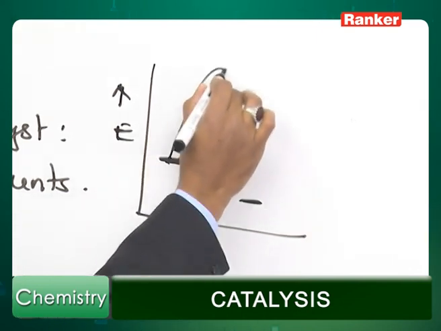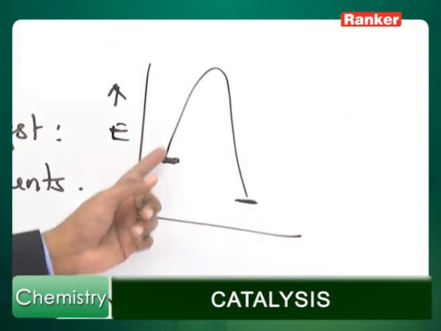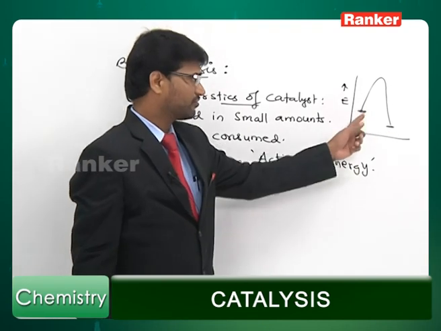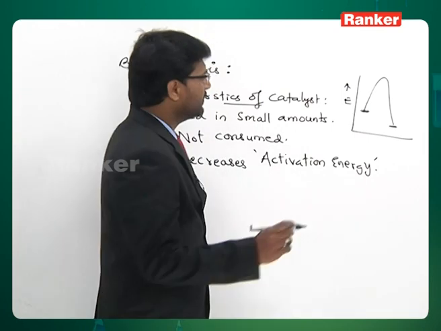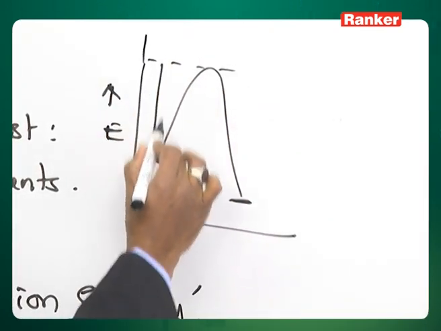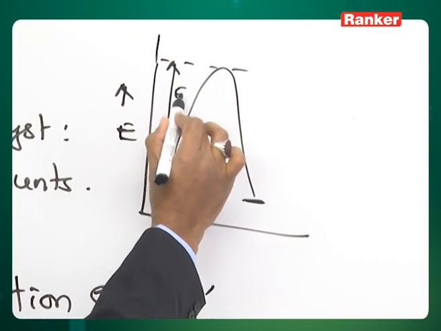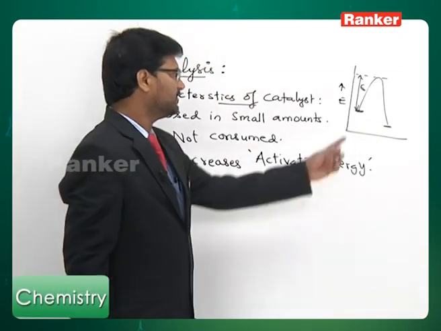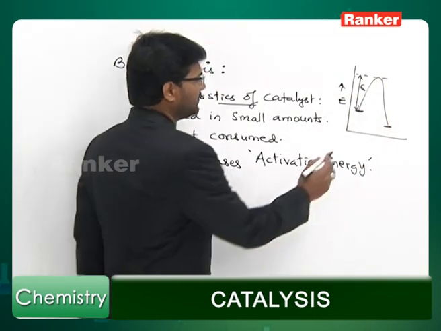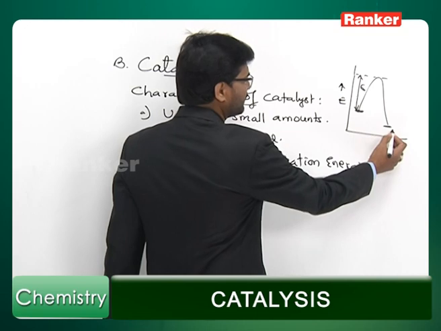You can realize reactants have to cross this energy barrier so as to reach towards products. Because of this energy barrier, this is called the activation energy, EA. So this is the energy barrier reactants have to cross so that they reach products. This is the average energy of reactants, this is the average energy of products.